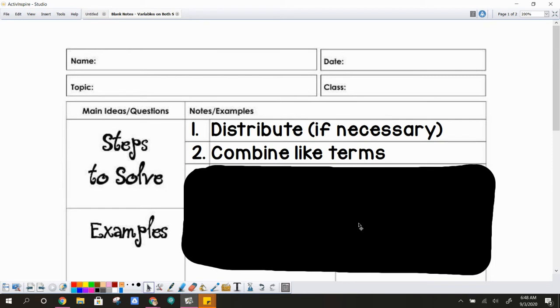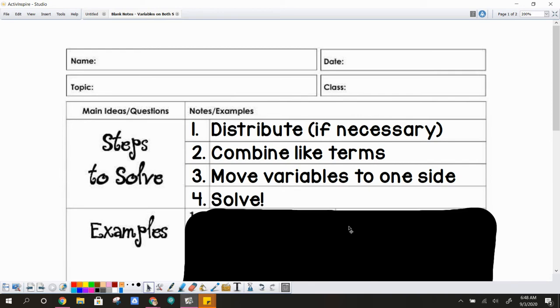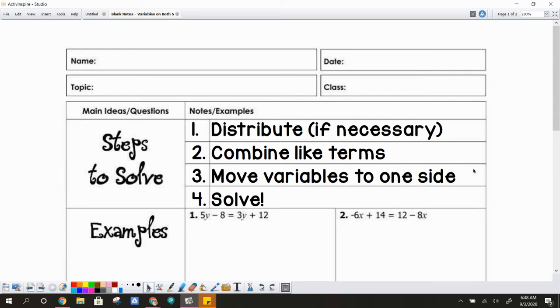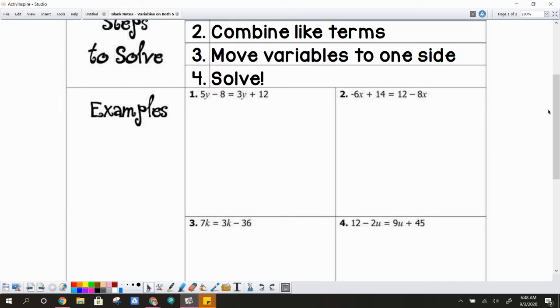The third step is the new part, and that is when we're going to move the variables all to one side, and then we can solve. So it's basically the exact same process, but now we have just one extra step. So some examples. The first one, we're going to start with distributing. There are no parentheses here. There's nothing to distribute, so we don't have to do step one.